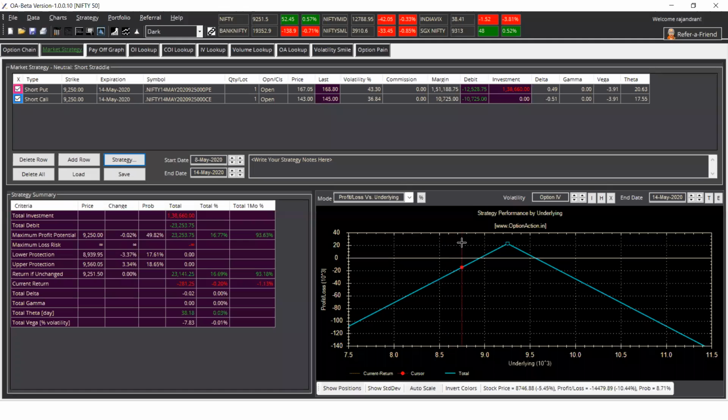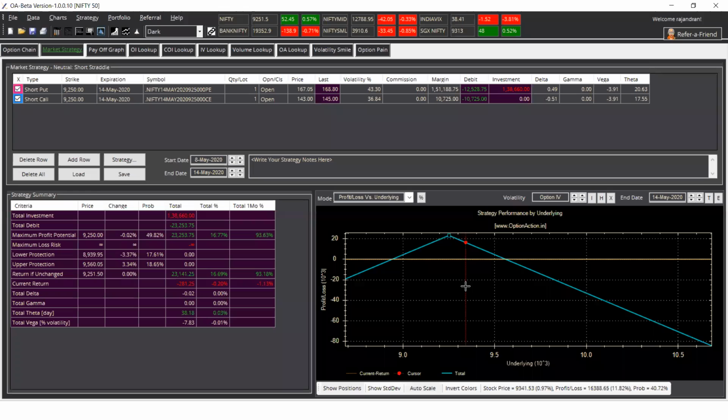So here is the weekly straddle with a very good risk reward ratio. Downside, it is protected till 8,939, and upside it is protected till 9,560. So as long as price is going to expire over here, your profitability is more or less guaranteed. But if tomorrow there is one negative news and the market goes down, you have a huge downside risk, right?